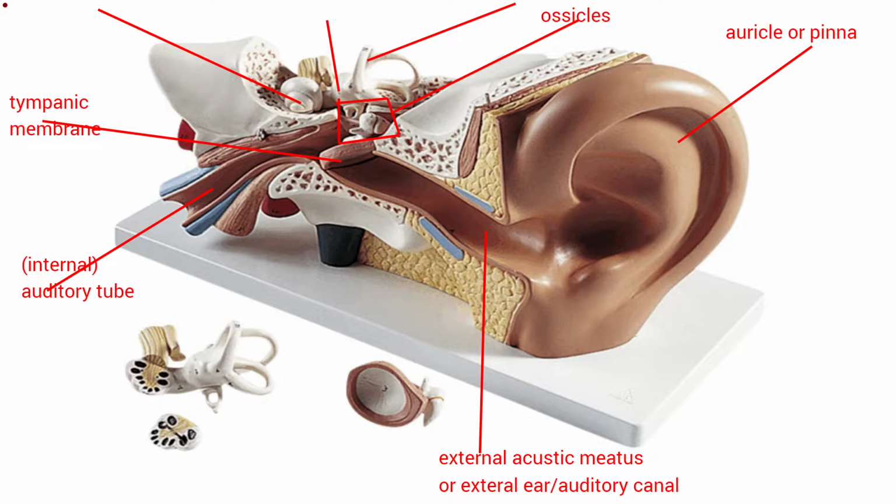Auditory tube. Those things are the middle ear. Tympanic membrane, the auditory tube, ossicles, those are the middle ear. Then the inner ear, we have the cochlea, the vestibule, and the semicircular canals.